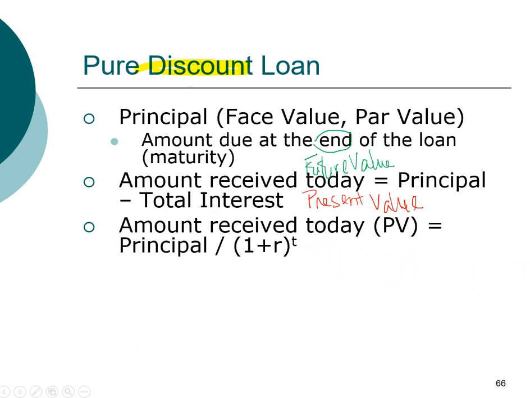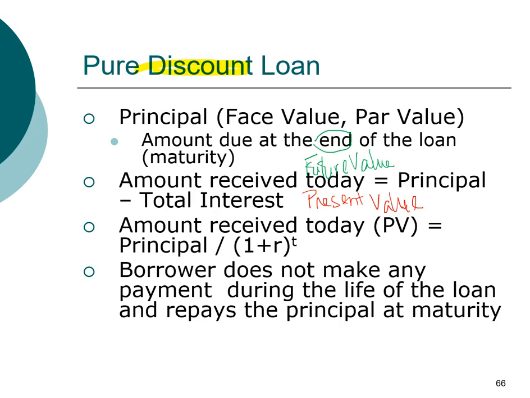Another important feature of the pure discount loan is that the borrower does not make any payment during the life of the loan, but rather repays the entire amount at maturity. If you look at the timeline of a pure discount loan, the term of the loan, let's say, is N years. You receive the amount today, which is the present value, and then the amount you have to pay back in the future is the principal or the face value, and the interest is what you discount from the principal value to get the amount that you receive today.